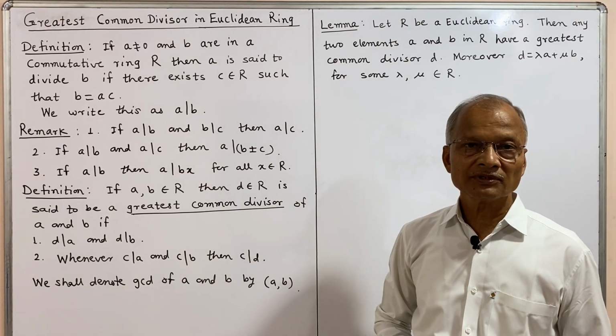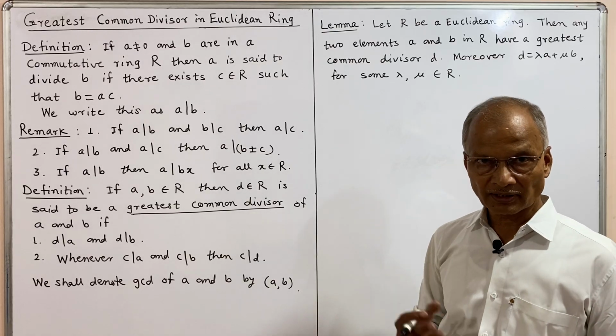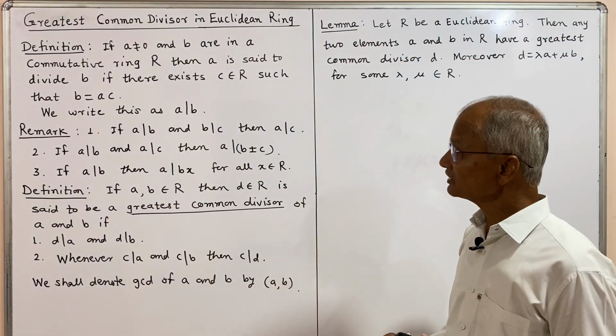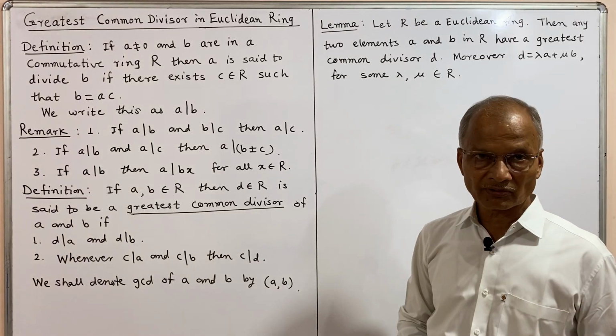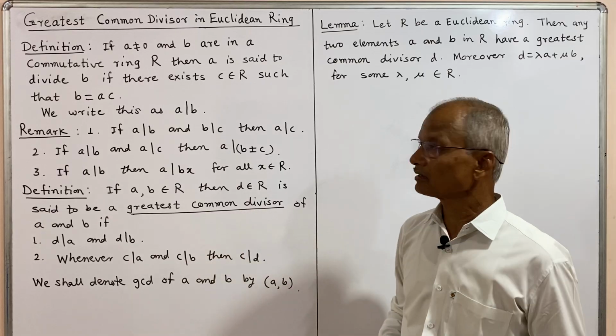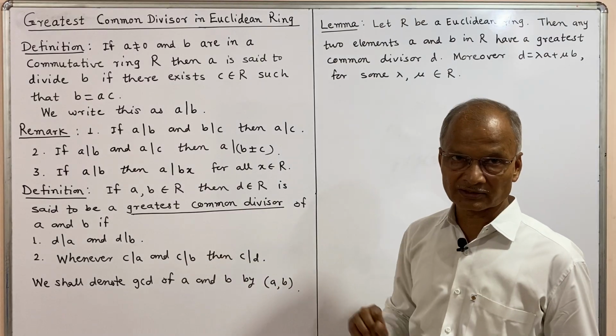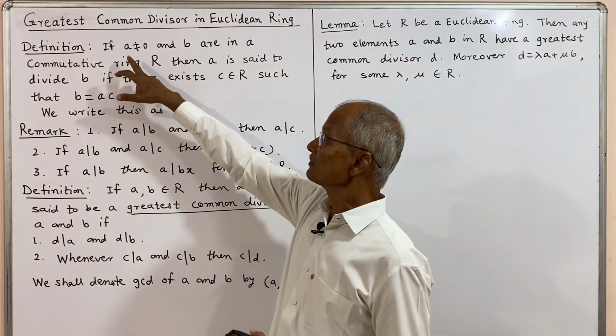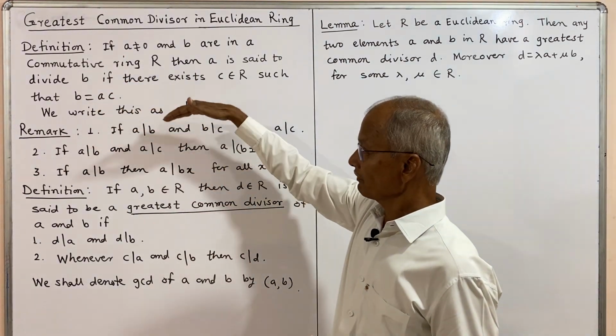Earlier we have studied divisibility in number theory. There we have considered integers, and here we are considering elements of a commutative ring. And I have written here two definitions. First we shall see the definition, and then we will prove a result on greatest common divisor. The first definition is for divisor.